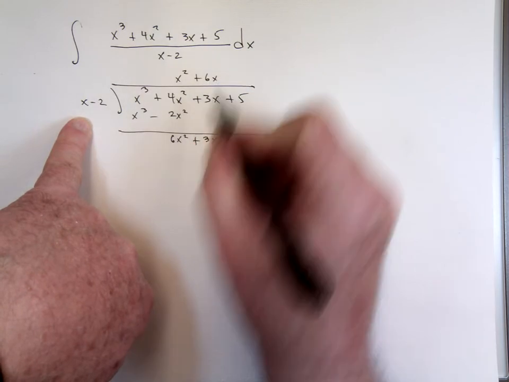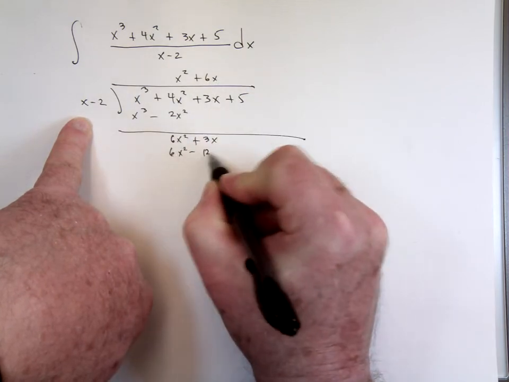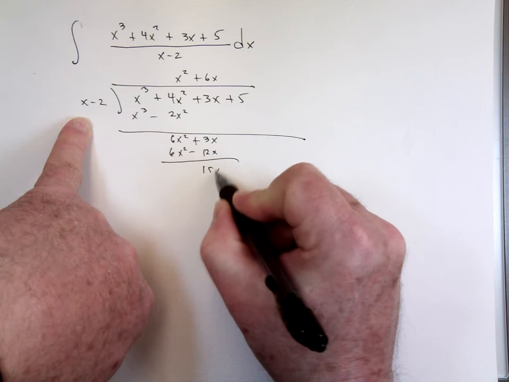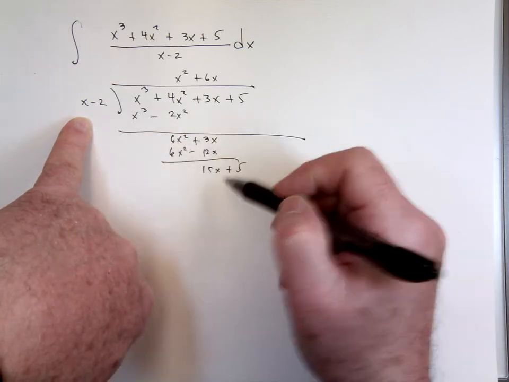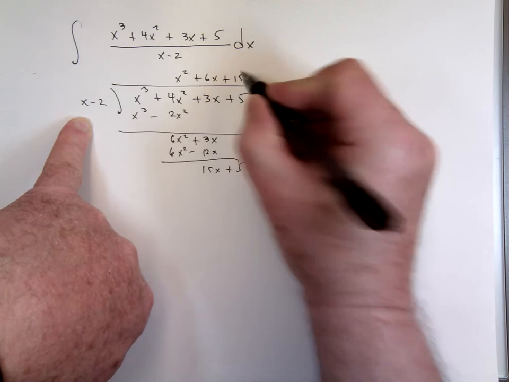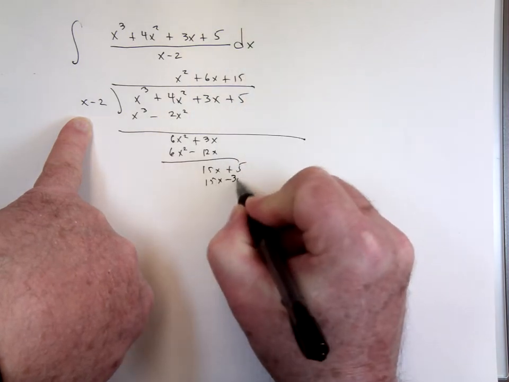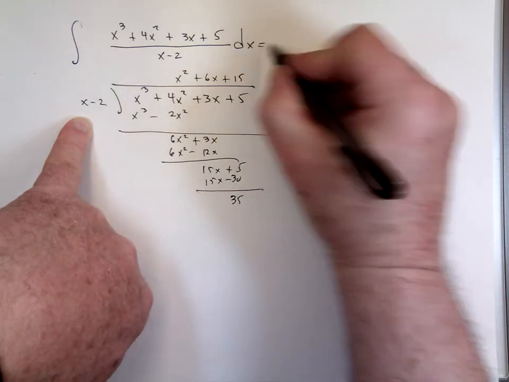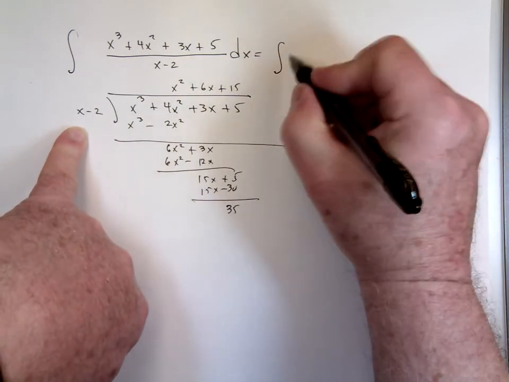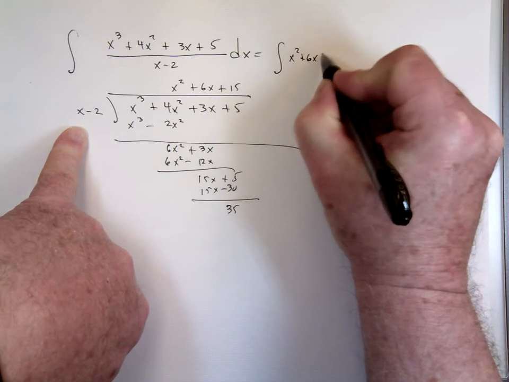Subtract. Bring down the next. What times x is 15x? 15. Subtract. That's your remainder. So this integral becomes this integral: x squared plus 6x plus 15 plus 35 over x minus 2.